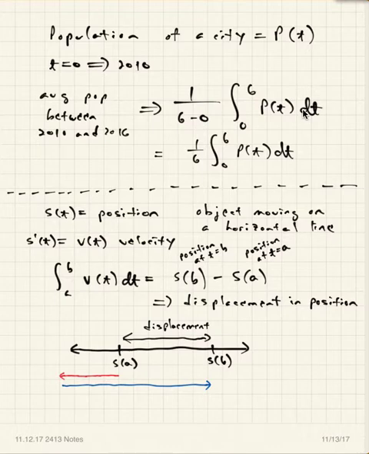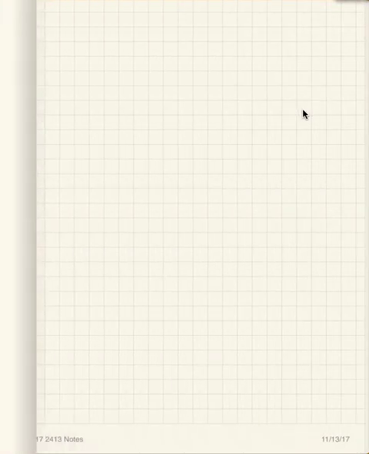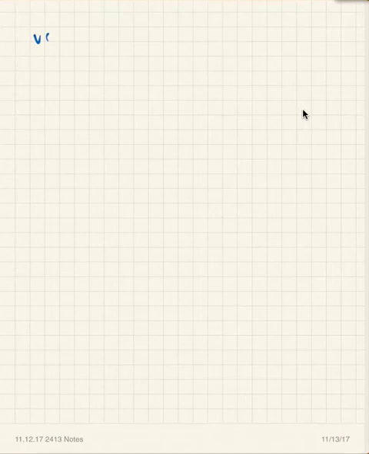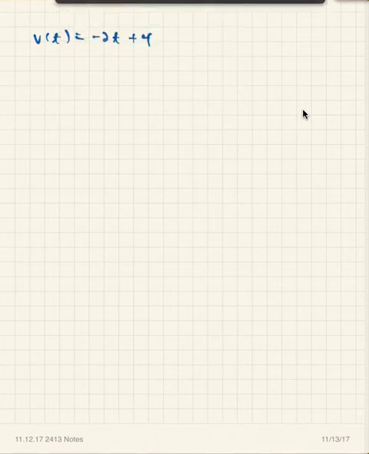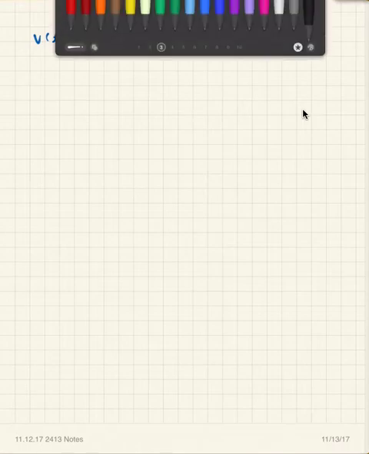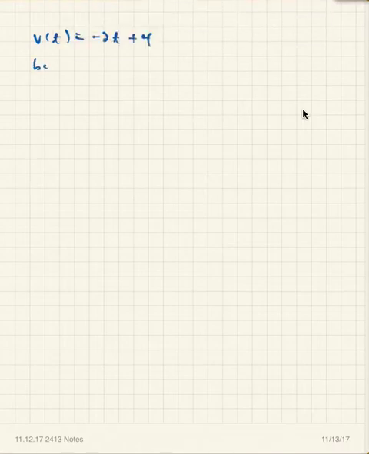Okay, so let me give you an example that we'll look at. Let's say I have v of t, velocity, equal to negative 2t plus 4. That's our velocity function. All right, and we're going to look at the times between t equals 0 and t equals 6. Now I want you to think about what the graph of this velocity function looks like between 0 and 6.